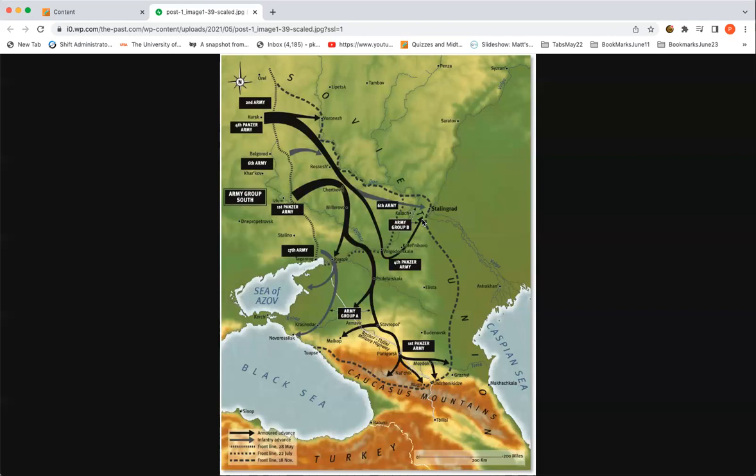So Stalingrad, Operation Blue jumps off in 1942, and it runs into problems initially.